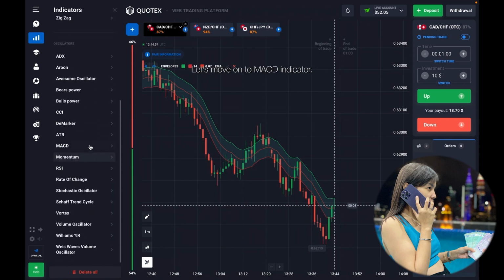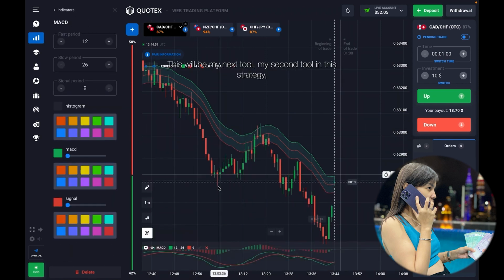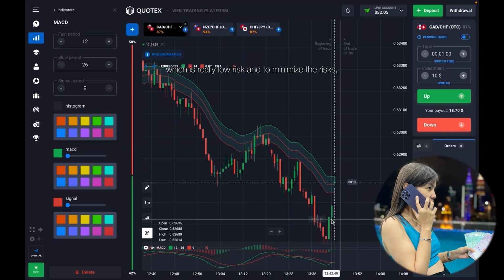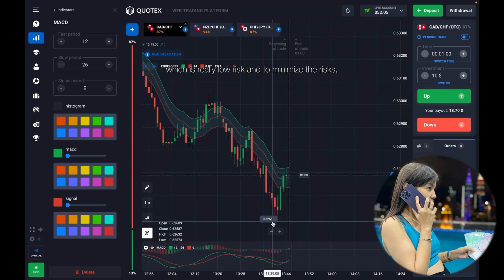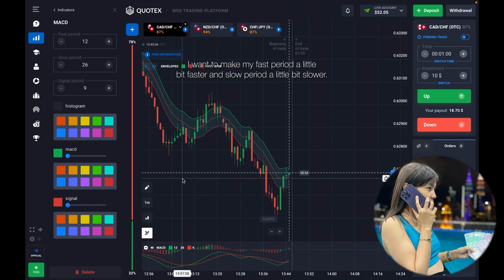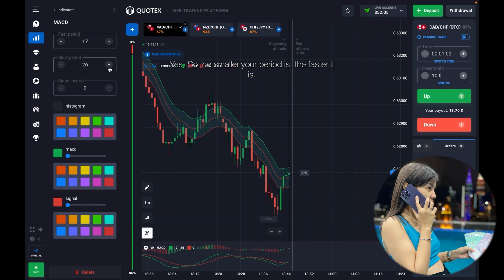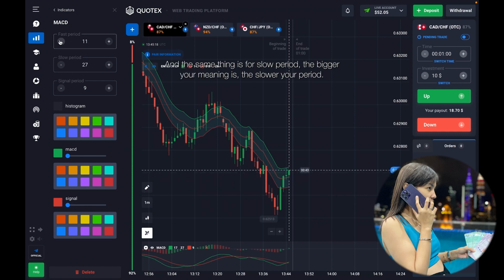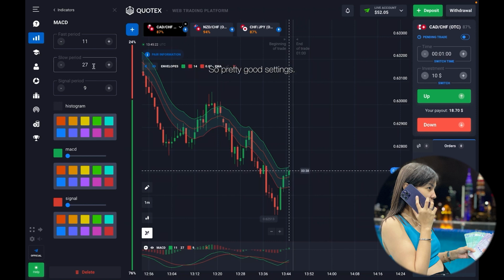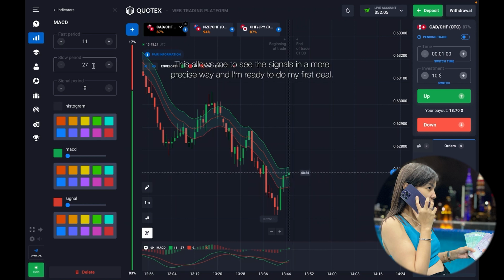Let's move on to the MACD indicator. This will be my second tool in this strategy, which is really low risk. To minimize the risks, I want to make my fast period a little bit faster and my slow period a little bit slower. The smaller a period is, the faster it is, and the same thing is for the slow period: the bigger it is, the slower the period. These are pretty good settings. They also allow me to see the signals in a more precise way, and I'm ready to do my first deal.